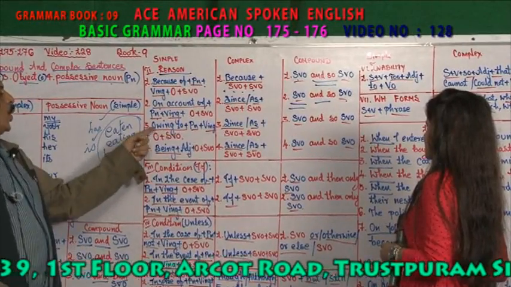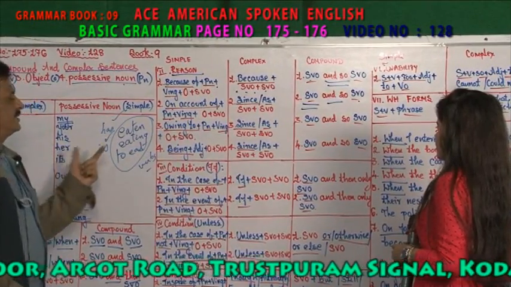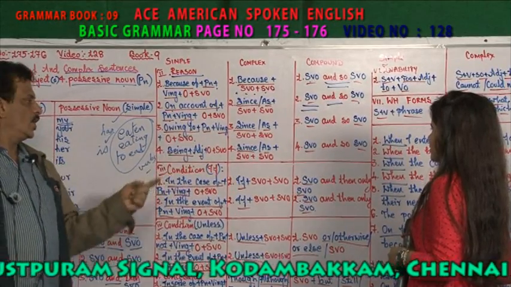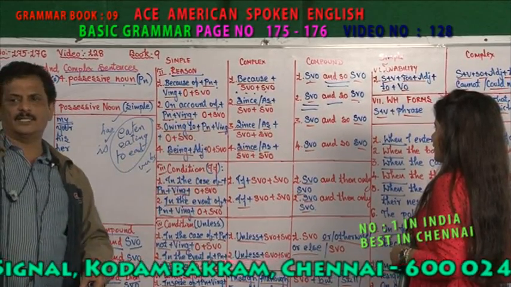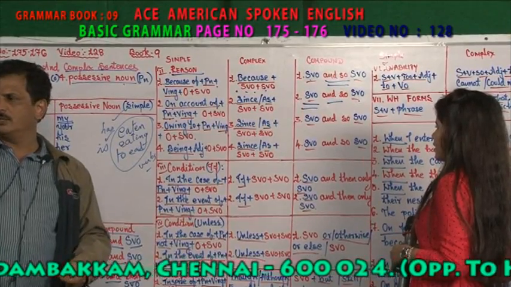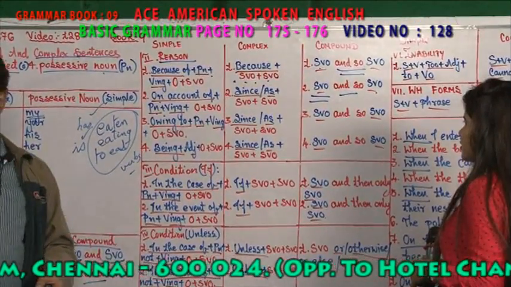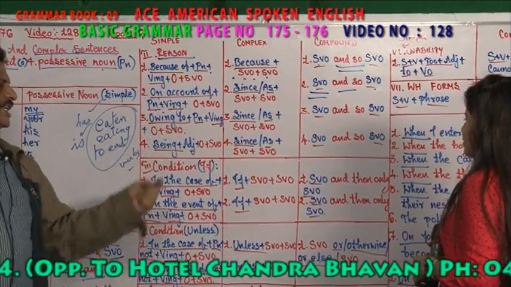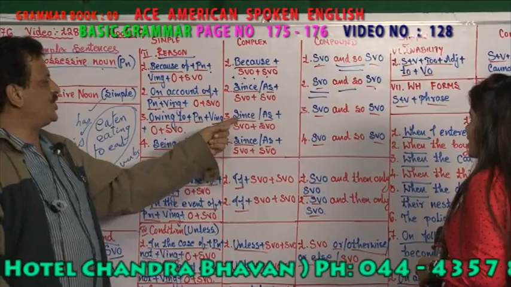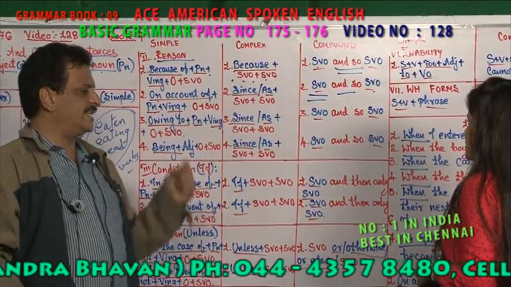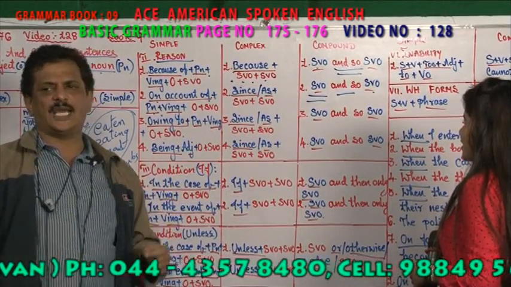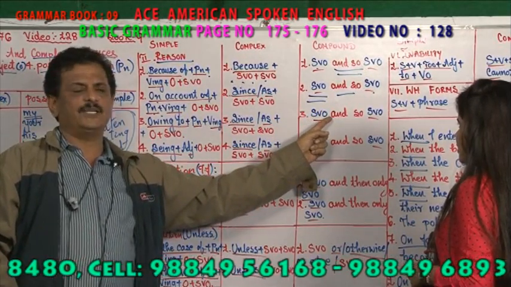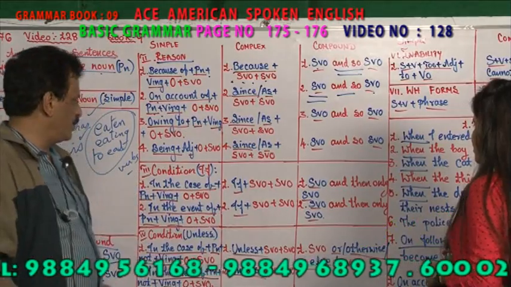Able to understand? Owing to plus this plus verb plus ing. Owing to her working. Owing to her dancing skills, she got a cinema chance. Since she is a good dancer, she got a cinema chance. As she is a good dancer, she got a cinema chance. She got a cinema chance and so she acted in the movie.